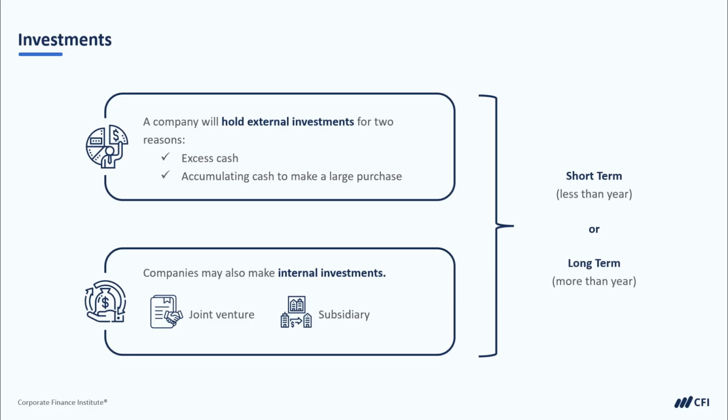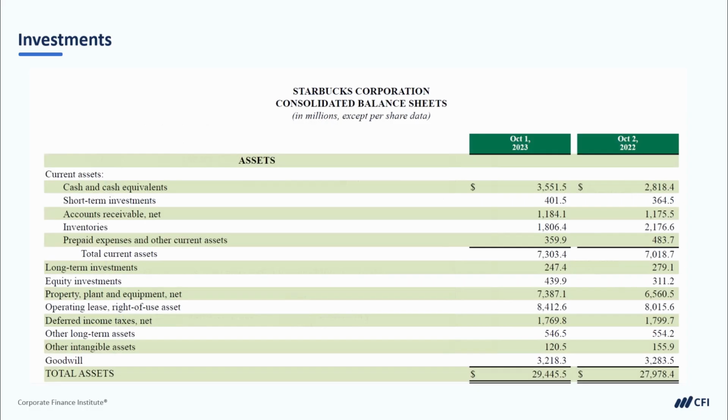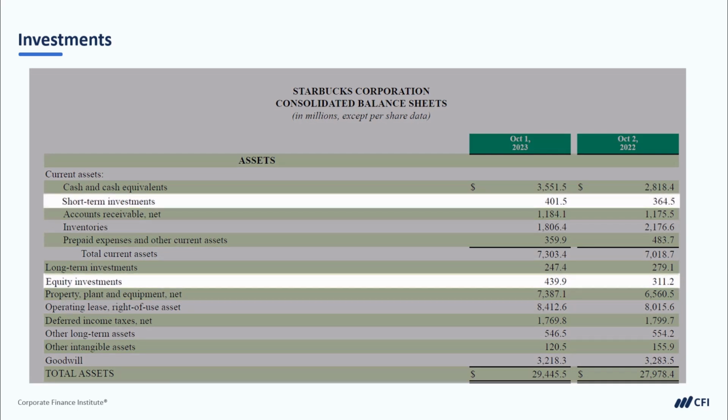Let's quickly look at the balance sheet of Starbucks. So here's the top of the balance sheet, just total assets. And I'm just going to zone in on the two investments. We can see short-term investments of $401.5 million, but we also have some long-term, non-current investments, which were equity investments of $439.9 million. Now, if you want to understand equity investments in more detail, those are investments in other companies where Starbucks has a significant shareholding but doesn't control the company.